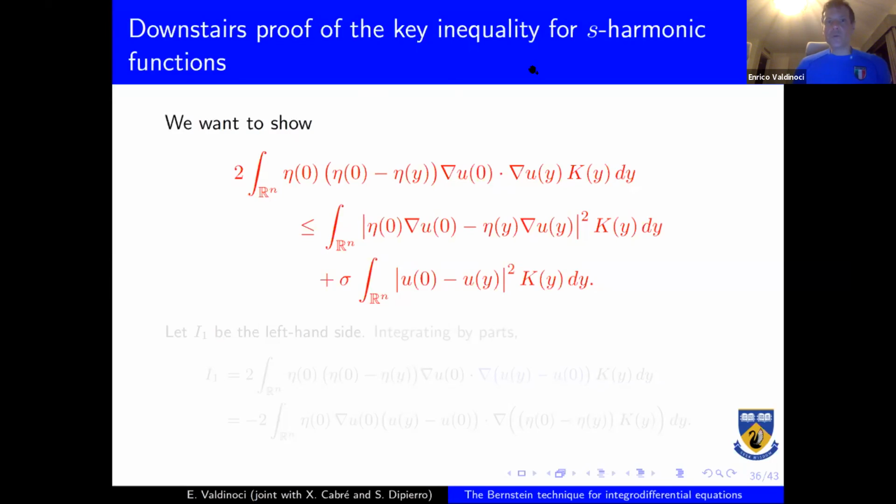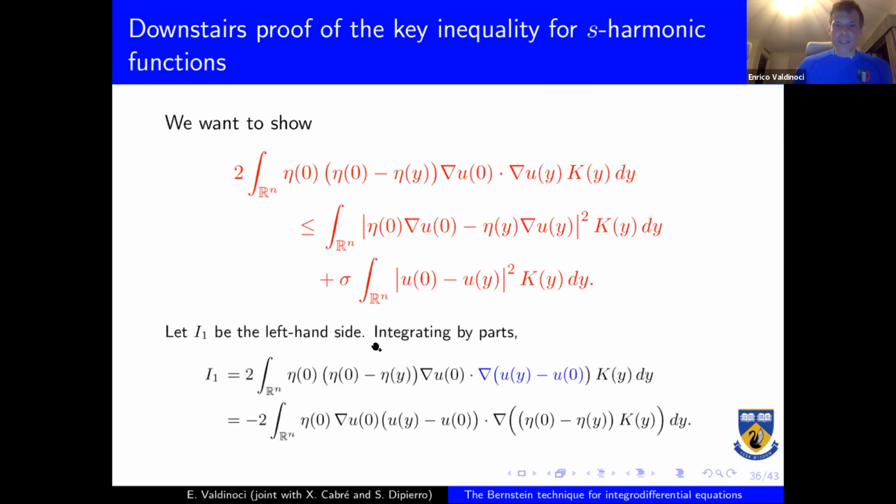So again, if you want to show the key inequality for S-harmonic functions, you don't need to show the first one, you can show the equivalent one, which I wrote here. Well, I wrote it here at the origin just for simplicity. In principle, you have to prove it at any point, but the origin is basically any point up to translation. So let's focus on the proof of this big inequality at the origin. And so let's call I1 the left-hand side.